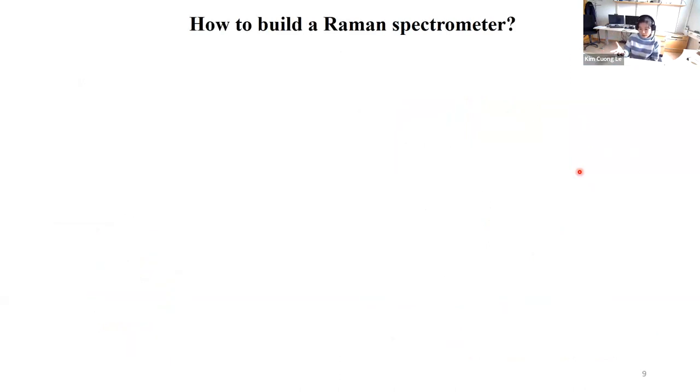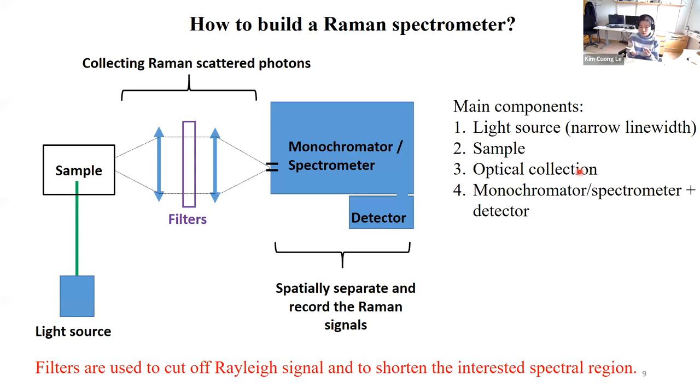In order to obtain the Raman spectrum, how can we build a Raman spectrometer? It's actually quite simple. We need a light source and a sample. Then we also need optical components to collect the scattered light. In the optical components, we need a filter to cut off the Rayleigh scattering, because the Rayleigh scattering is very strong compared to Raman scattering. Then the scattered photons go to the monochromator connected to a detector to spatially separate and record the Raman signal. This is the basic Raman spectrometer. Of course, depending on our application, we can modify it.